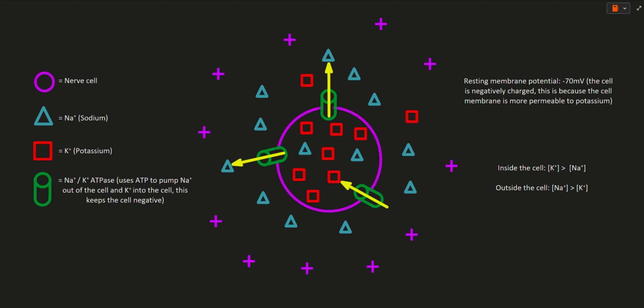There are more positive ions outside of the cell, and less positive ions inside of the cell. Therefore, the cell is negative relative to its surroundings. Inside of the cell, there is a greater concentration of potassium ions. Outside of the cell, there is a greater concentration of sodium ions. The sodium-potassium ATPase pumps potassium into the cell and pumps sodium out of the cell. This keeps the cell negatively charged.